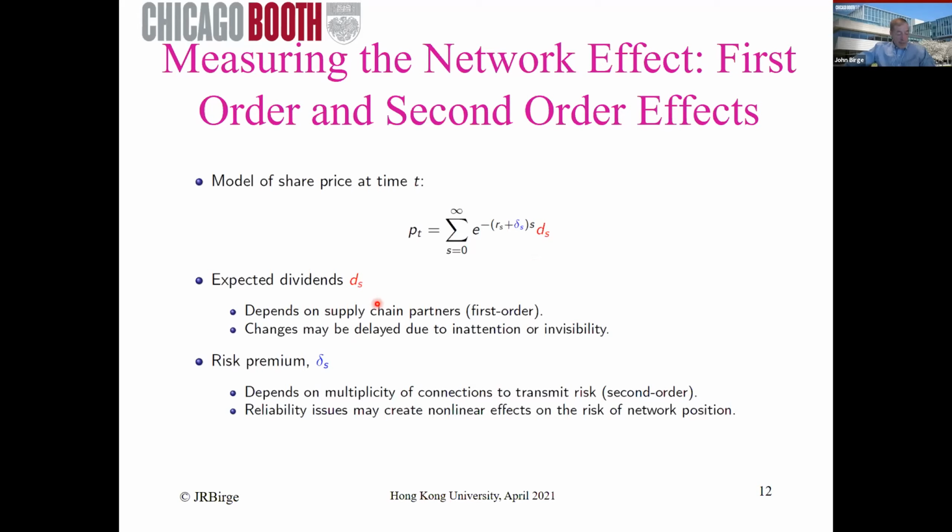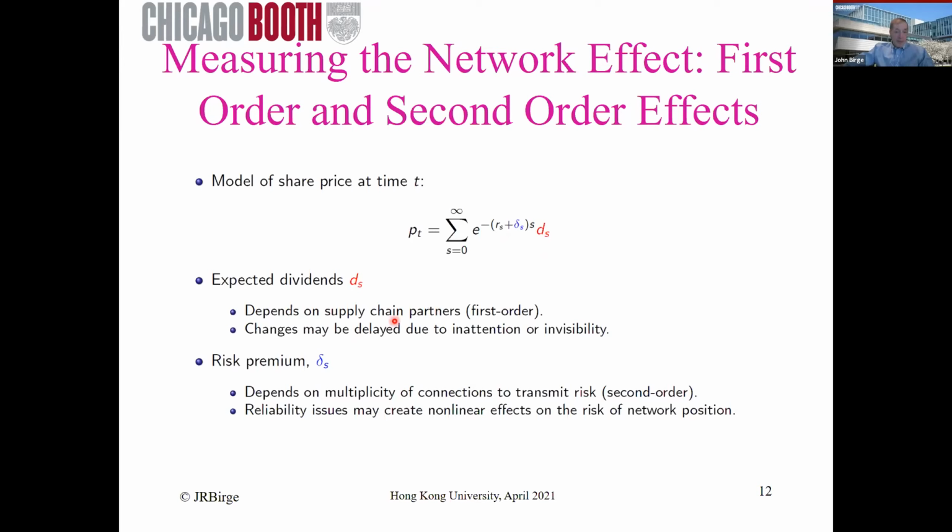So the way the network might affect the value of that firm is either through what those expected dividends are, or through this risk premium factor. It's how much I have to compensate someone for taking on risk associated with that dividend in that future time period. So there are two effects in the network. One is, how does it affect the overall expected dividend? And the other is, how does it affect the overall risk premium?